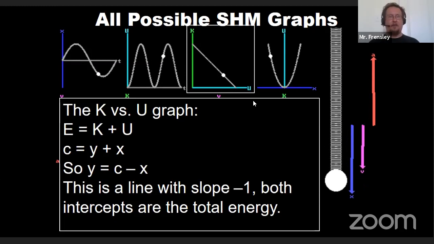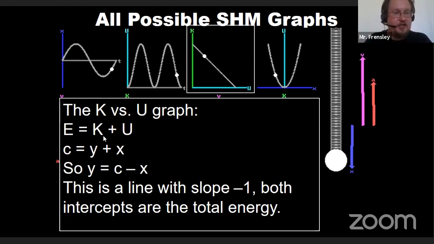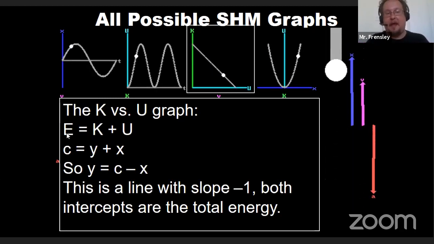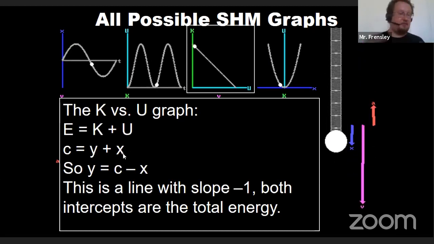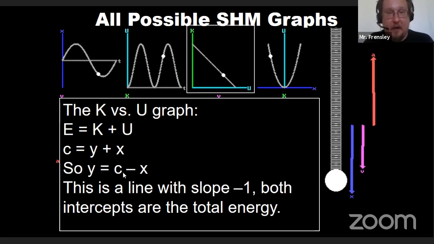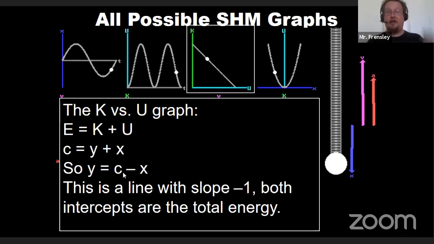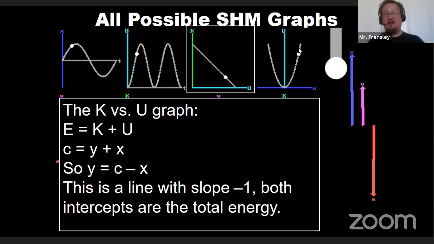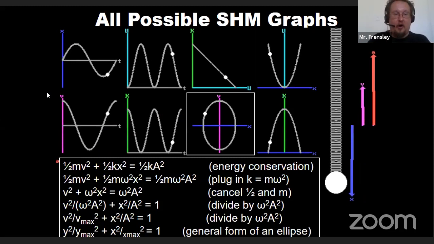Where do you get a line with a slope of -1? Let's look at this basic equation. Total energy is kinetic plus potential. Now I'm going to compare that to an equation from algebra: total energy is a constant C, K is the Y, and potential energy is the X. So C equals Y plus X, move that around, Y equals C minus X. That's a line with a slope of -1, and both of the intercepts are C, which is the total energy. All right, all good. Did you get that? Give yourself a pat on the head and a cookie. All right, good job.